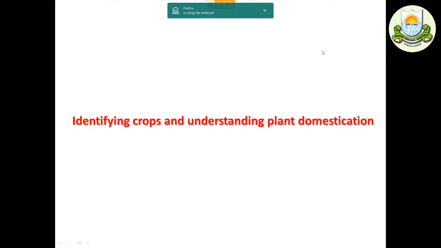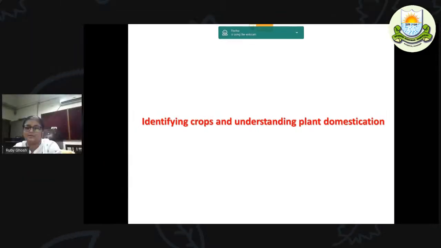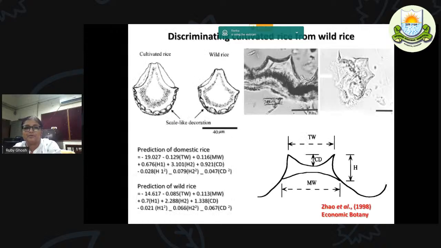Now, before giving you an idea about how phytoliths are helpful in reconstructing the past environmental condition, I should just focus briefly on another function of phytolith research. Another implication of phytolith research, which is more important, is the understanding of plant domestication, because it is related to human society. So I thought that I should give you an idea about this.